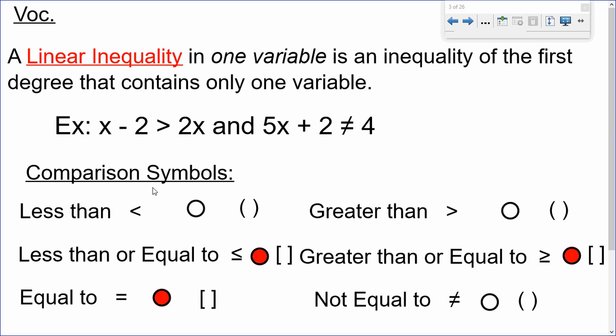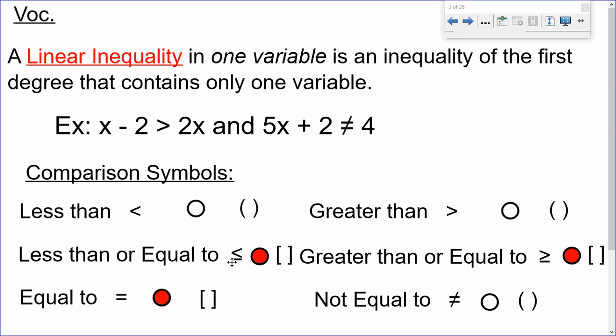Here are your comparison symbols that you should go over. Make sure you make a note of them. Less than, there's the less than symbol. When you graph it, this is the open circle because you're not including the number, and here are the parentheses that you're using, which indicate the notation when we're dealing with interval notation. Greater than symbol, here's your open circle and your parenthesis again for the interval notation.